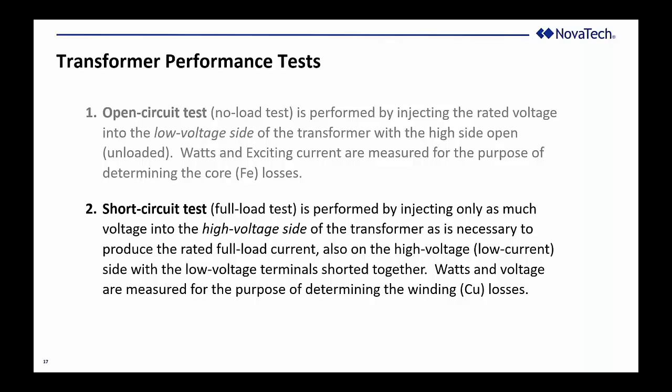The short circuit test does exactly the opposite. You might imply from the last test that it's intended to isolate the iron losses from the copper losses and reveal the copper losses in a situation where the iron losses are so small that they can be ignored as round-off error. So the way we do that is we inject only as much voltage into the high voltage side, much less than the 69 kV that the transformer is rated at, but only as much as is necessary to produce the rated full load current with the low side terminals shorted together.